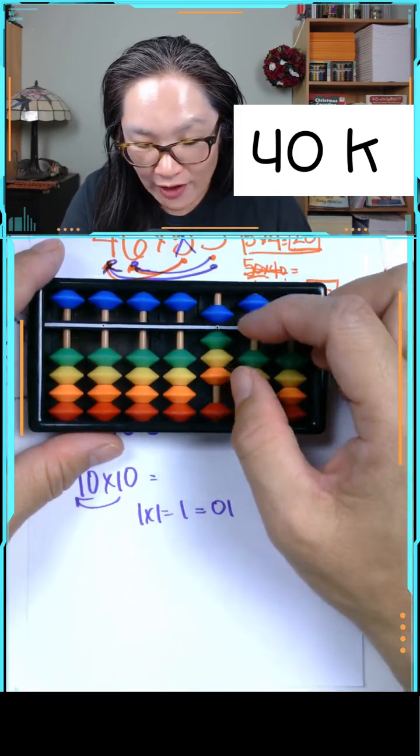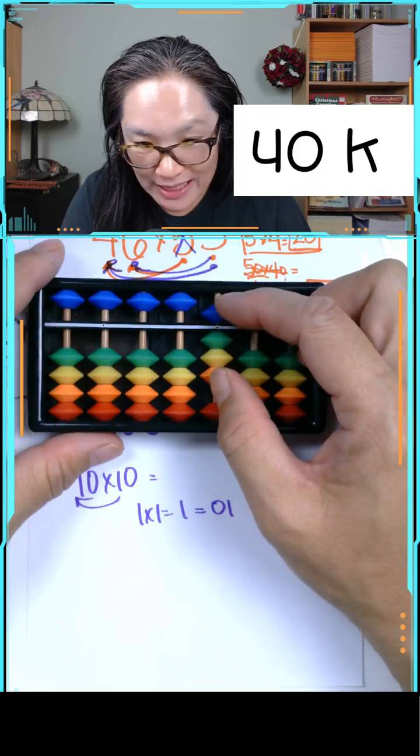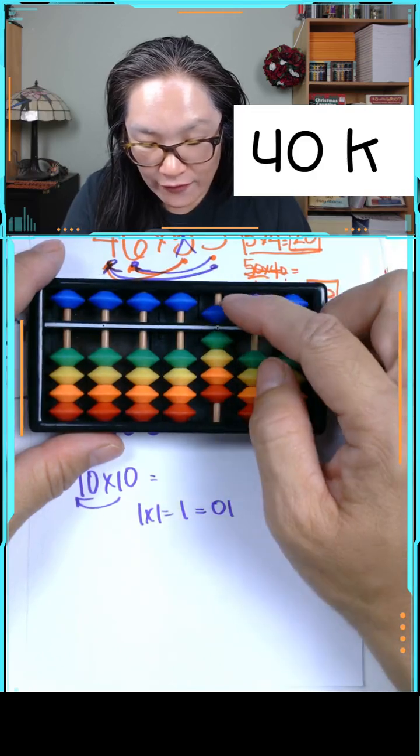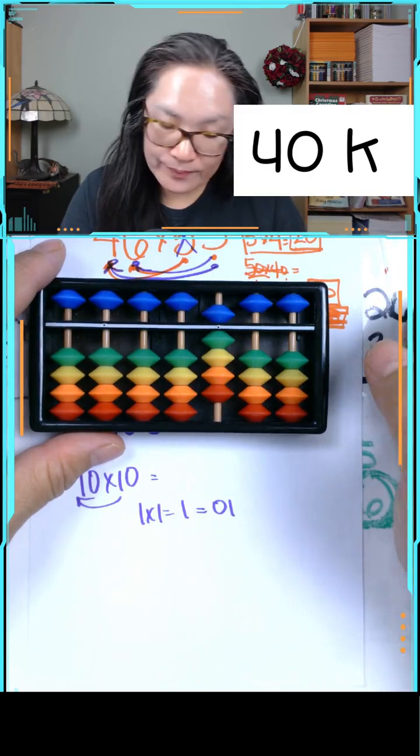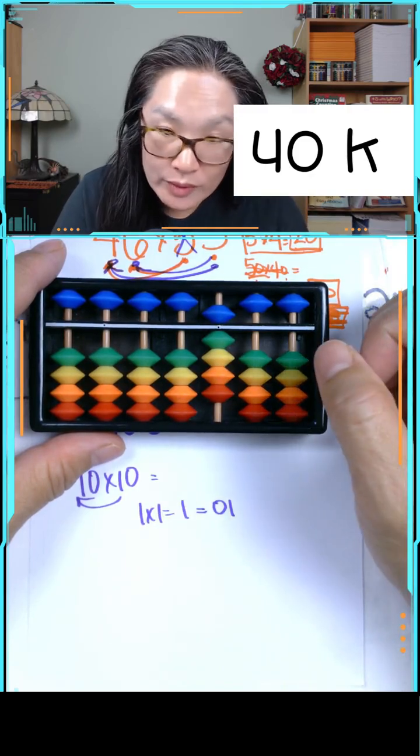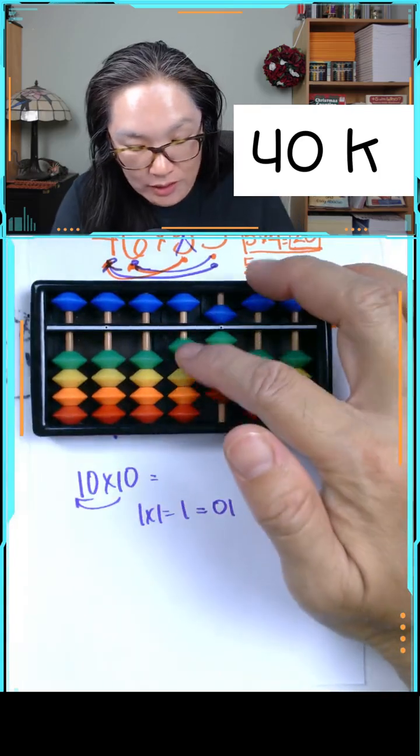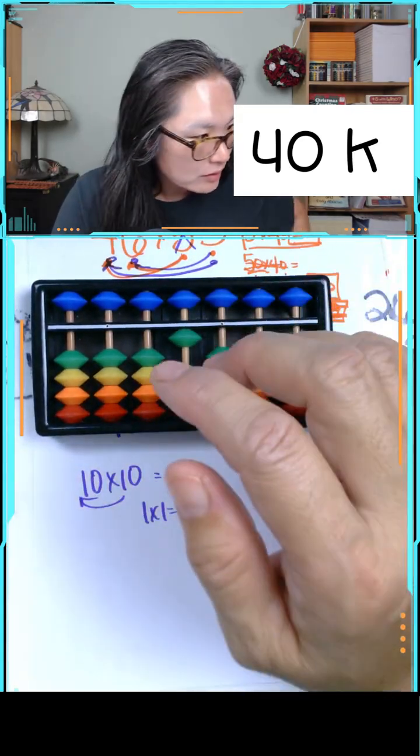So we have 5 plus 3 is 8. And then we have 9. 5 plus 4 is 9. And then you might be wondering, well, what happened to 10? 10 is a 1 and a 0.